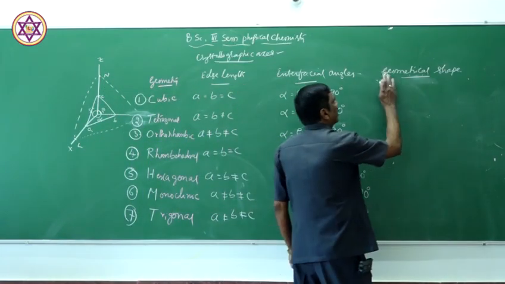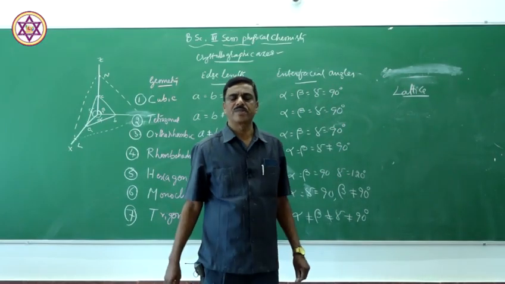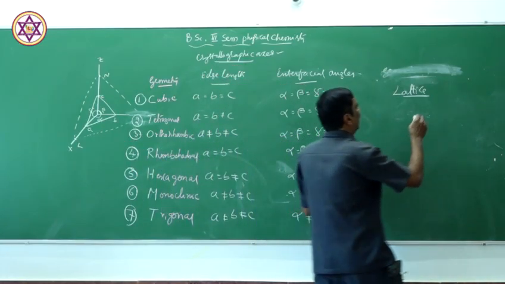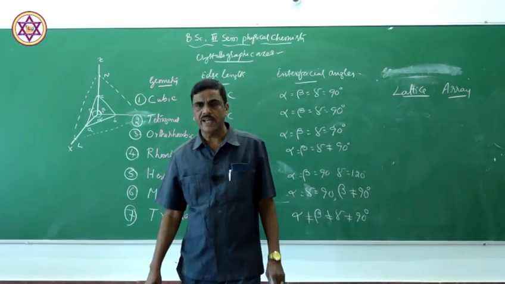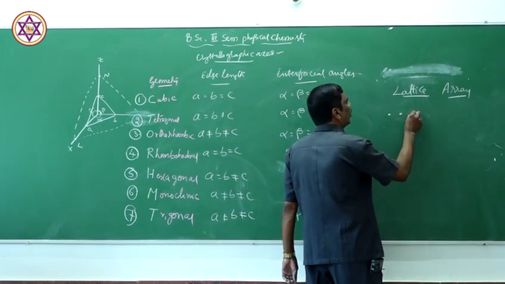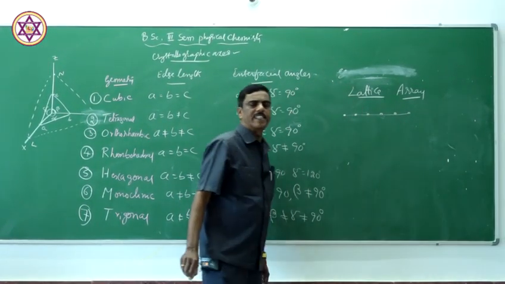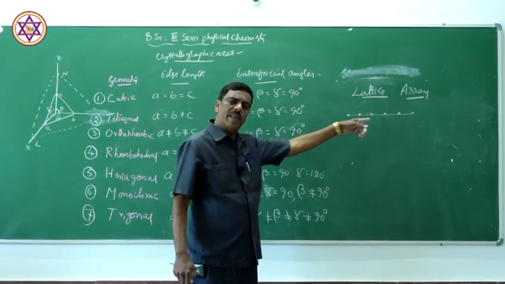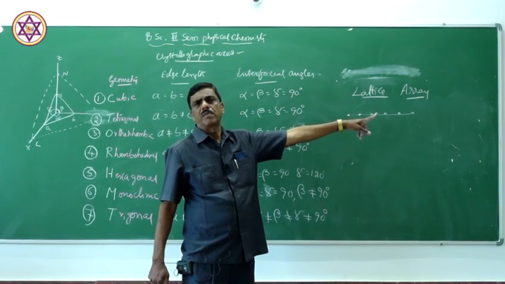So, a lattice is nothing but an arrangement of atoms or molecules in a geometrical shape. This arrangement is called a lattice. A lattice is an array of atoms or molecules in a crystal. For example, if you take different atoms in a straight line, this is the linear lattice. A lattice is nothing but an arrangement or array of atoms in a molecule. It is a linear array of atoms or molecules.